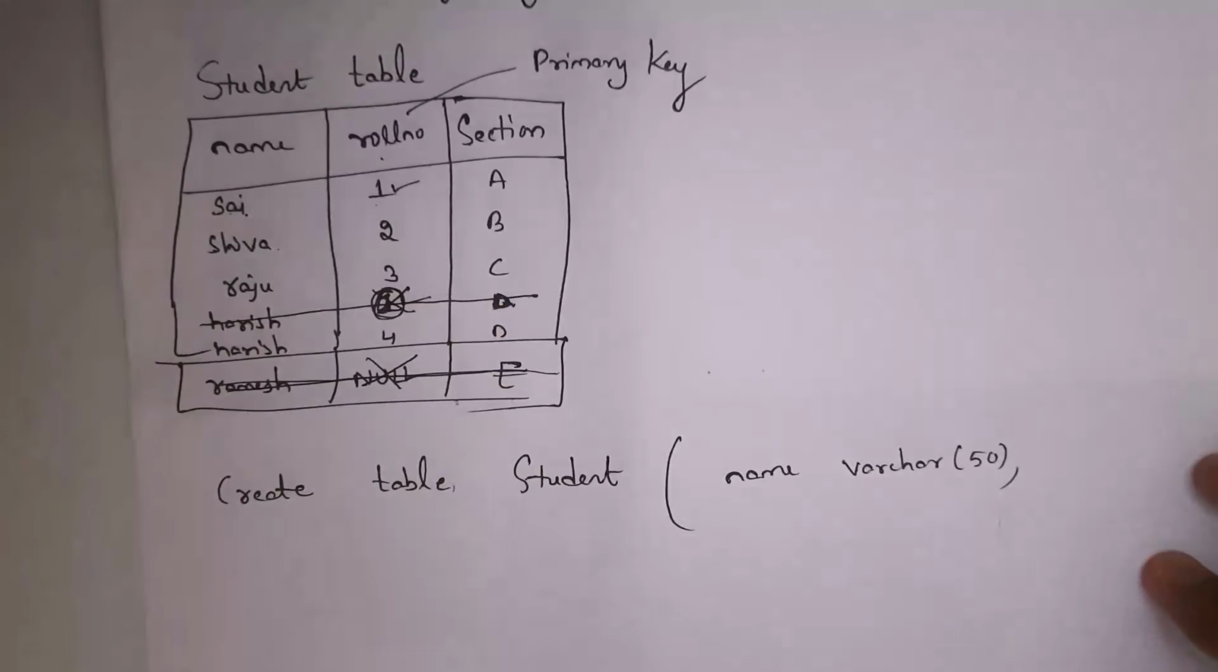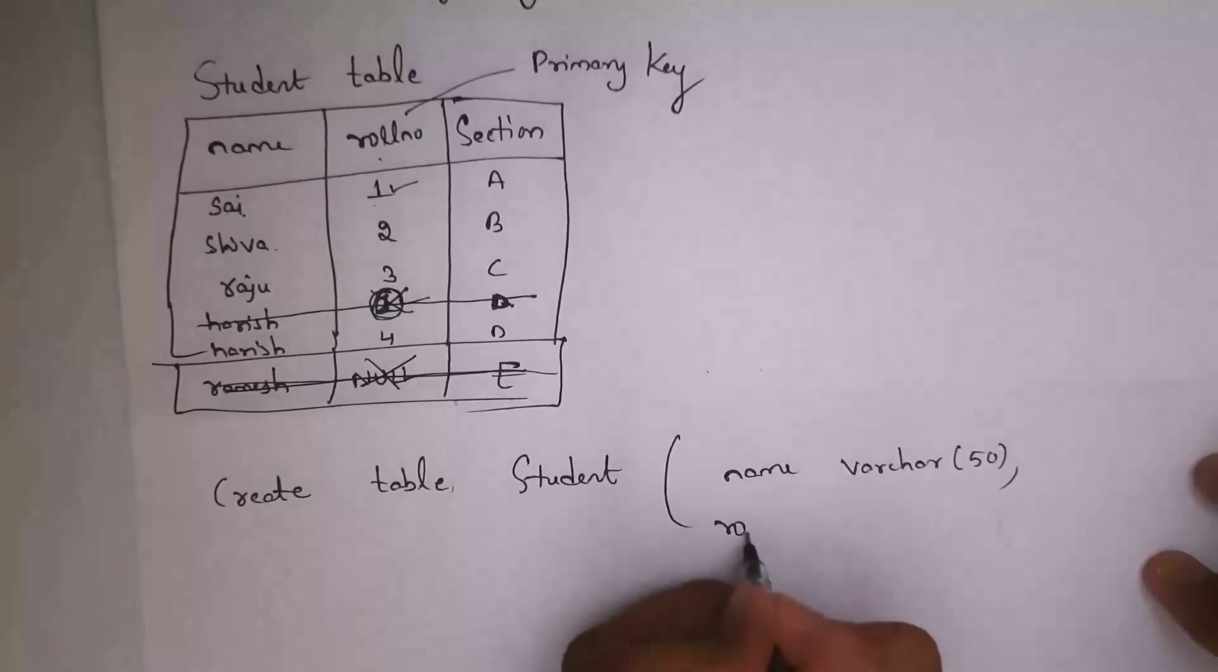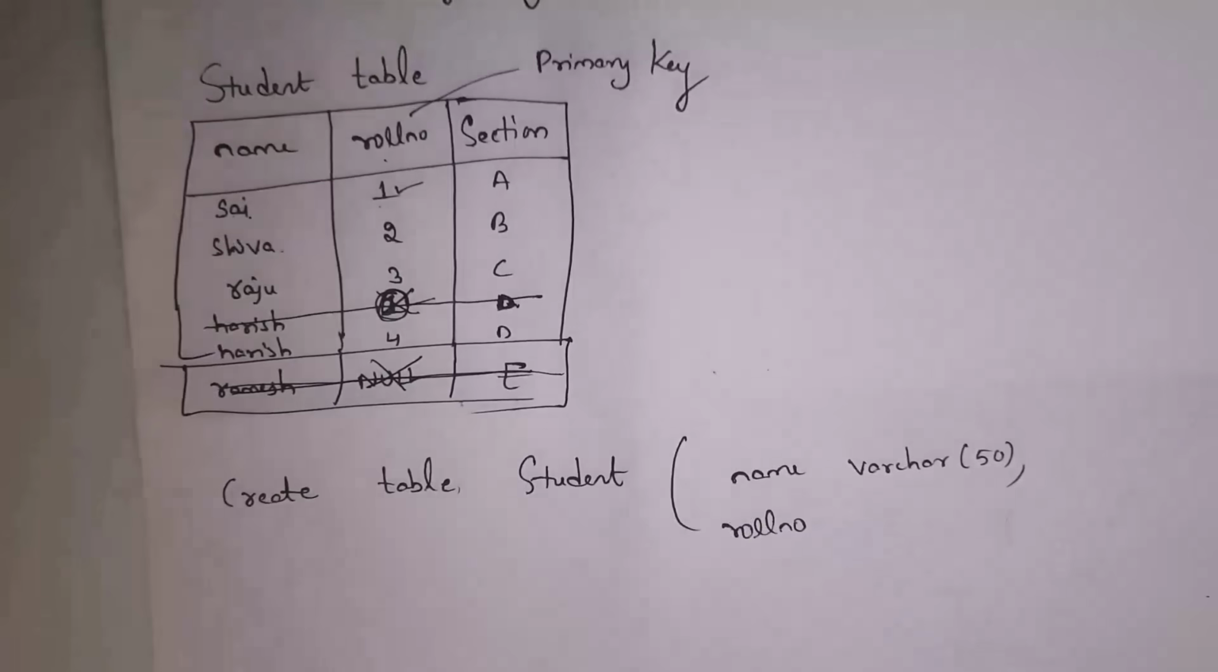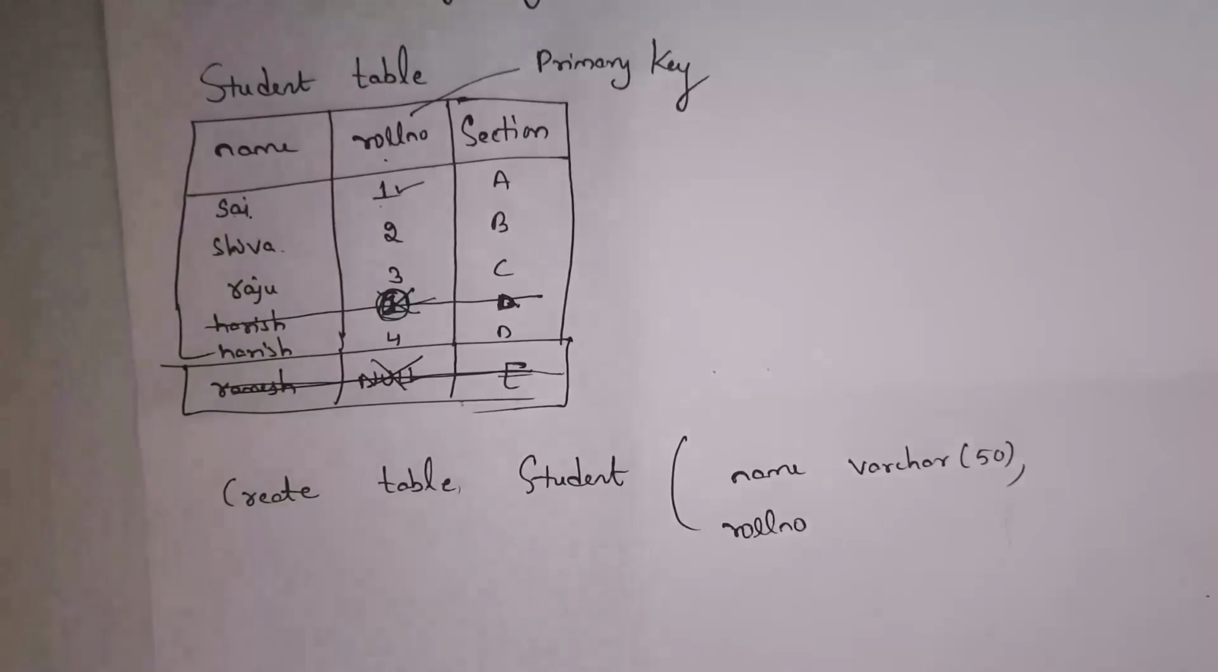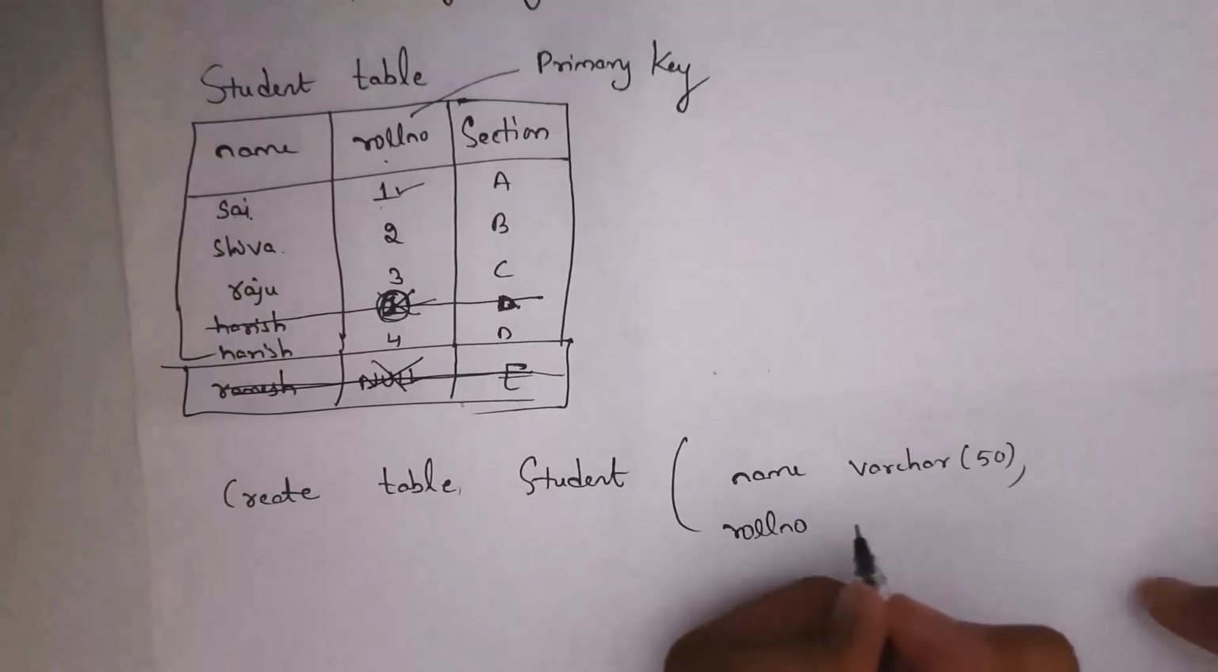Next column is rule number. So write here rule number, which is the column name. I want to give rule numbers like rule number 1, rule number 2, rule number 3, and so on. So all are integer values, so I am giving the data type, that is int.